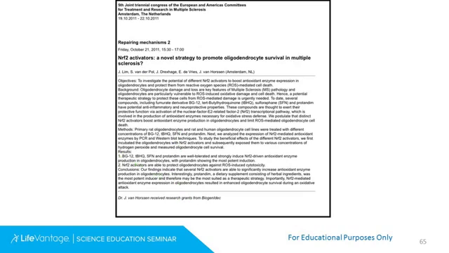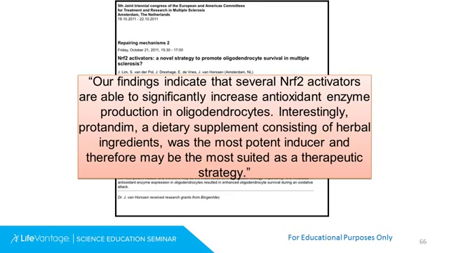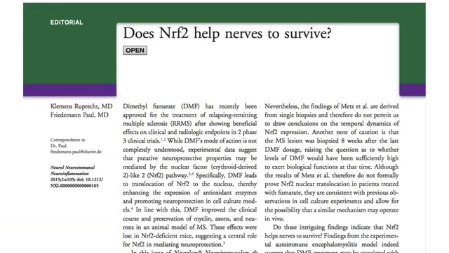Let me just read to you one of their conclusions. Our findings indicate that several NRF2 activators are able to significantly increase antioxidant enzyme production in oligodendrocytes. Interestingly, Protandim, a dietary supplement consisting of herbal ingredients, was the most potent inducer and therefore may be the most suited as a therapeutic strategy. That was not LifeVantage saying this. That was the researchers who got grants from Biogen IDEC who said that. That's pretty profound. So does NRF2 help nerves survive?